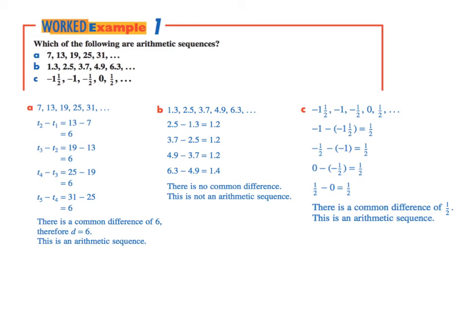Example C, we're shown some fractions here, and we go ahead and do the same thing as we've done before. With this example, we have some negative answers, so it is important that we include these negative answers when we try and find the difference.